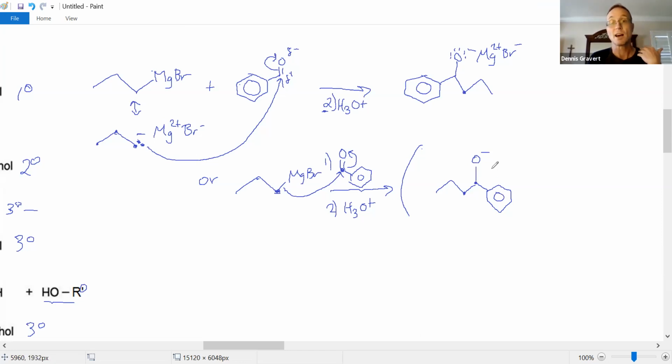And again, on the exam, if you forget the MgBr, I'm cool with that. There's no carbons there. Someone else might say, no, I'll put it in there. Whatever.